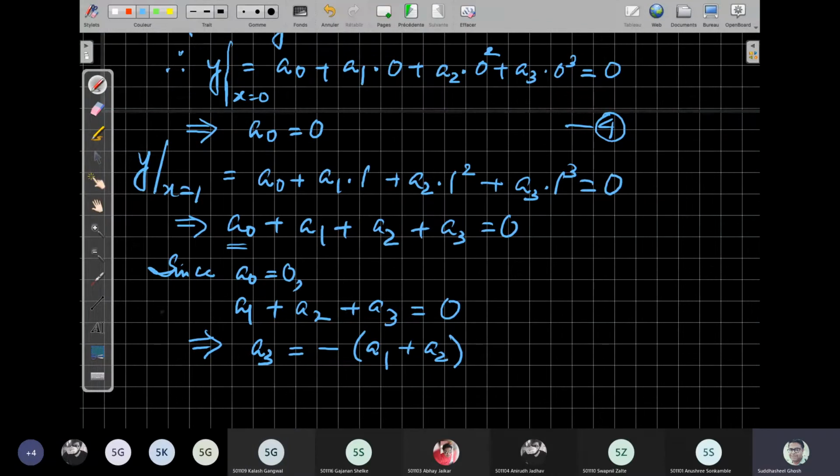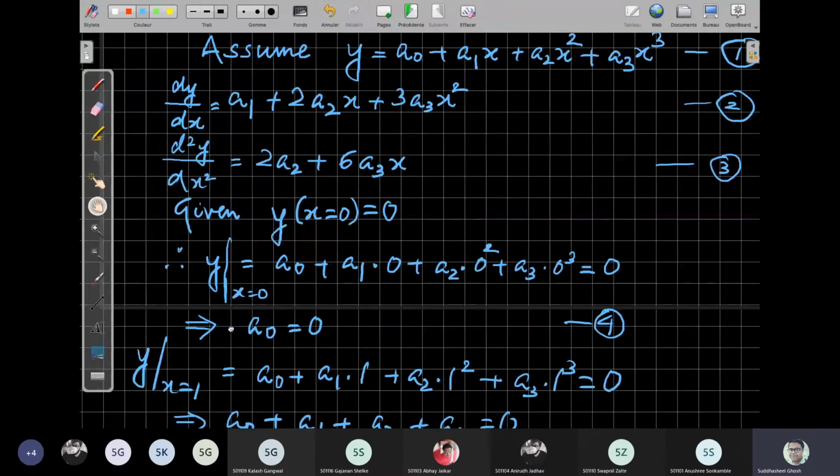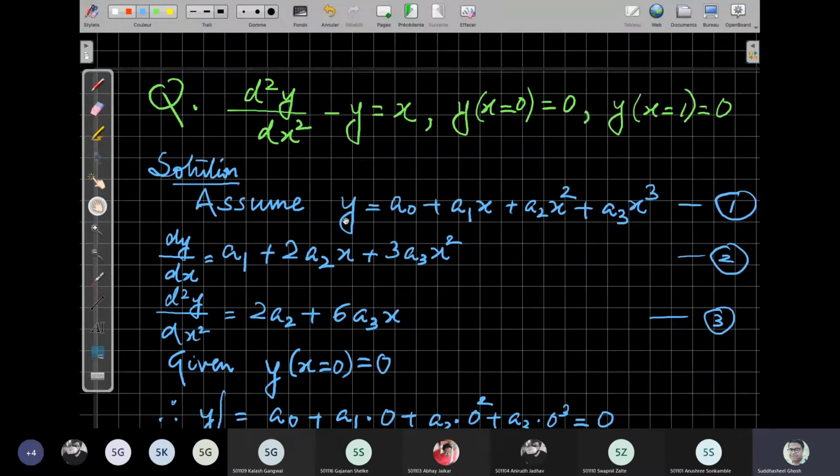Now let us go back and see. We have calculated d2y by dx square, and we have calculated dy by dx. We have also the expression for y. Is this pointer visible to you?